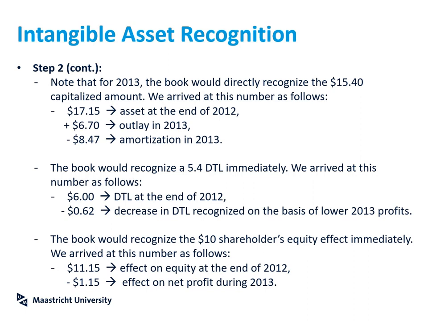And the same is true for the DTL, where the book would recognize immediately this 5.4 DTL. But you can get to this by going from the end of 2012 to the end of 2013. At the end of 2012, we had a 6 DTL and we took out 0.62 because of the additional amortization expense. And the same is true for the shareholders' equity or retained earnings, where the book would recognize a 10 billion shareholders' equity effect. We arrived at this number from 11.15 at the end of 2012, and then subtracting the effect of net profit during 2013.